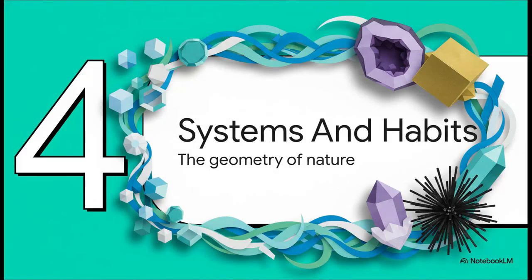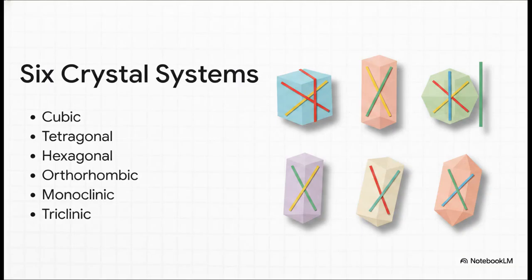Section 4. Crystal Systems and Habits. The Geometry of Nature. So that perfect repeating internal structure leads us directly to the magnificent macroscopic crystal shapes we can actually collect. Geologists classify all crystals into 6 broad systems: cubic, tetragonal, hexagonal, orthorhombic, monoclinic, and triclinic. These are basically defined by imaginary lines intersecting right through the center of the crystal, called crystallographic axes. By measuring the lengths of these axes and the angles where they meet, we can categorize literally every single crystal on Earth. How cool is that?